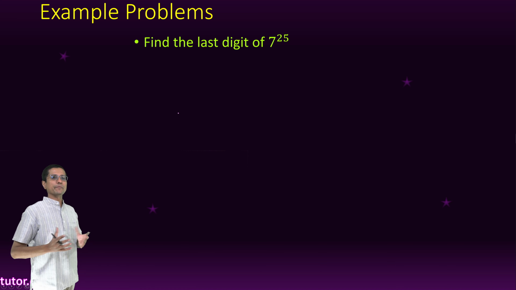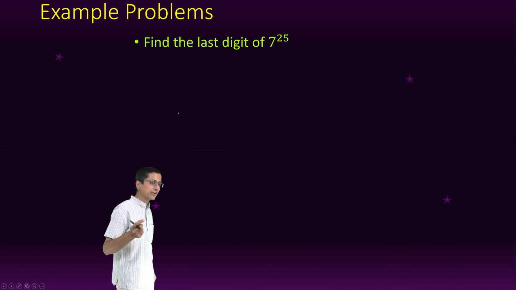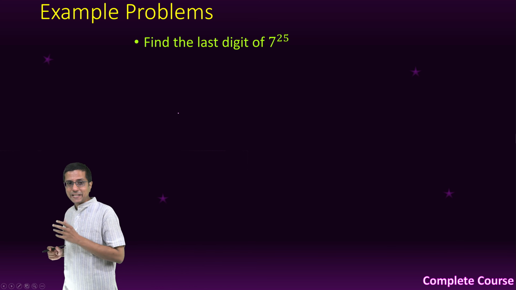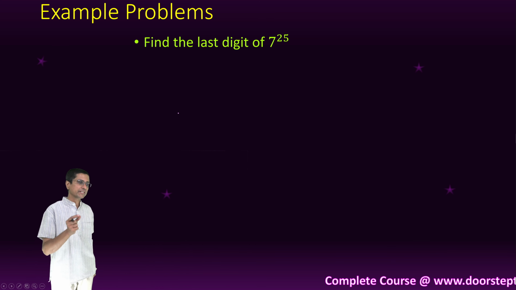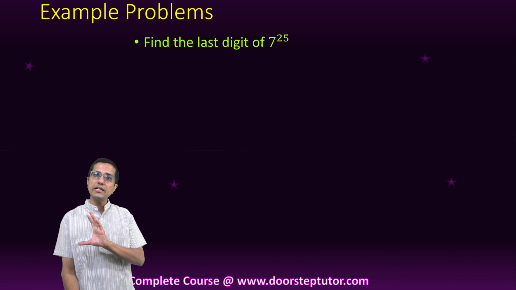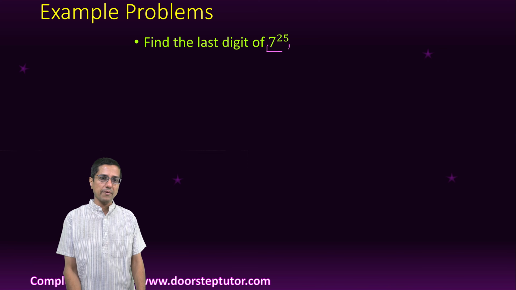Now look at this problem. We have been asked to find the last digit of 7 raised to power 25. Without understanding the cyclicity of the powers, the last digits that repeat in cycles, this question is actually unsolvable in the given amount of time, in 1 minute.